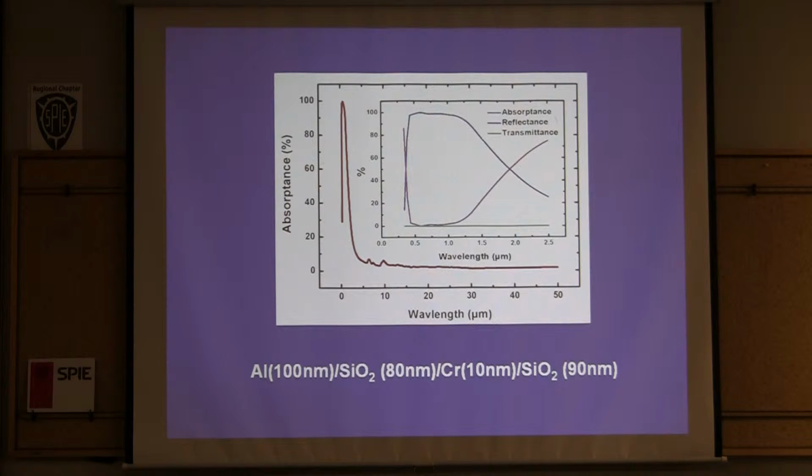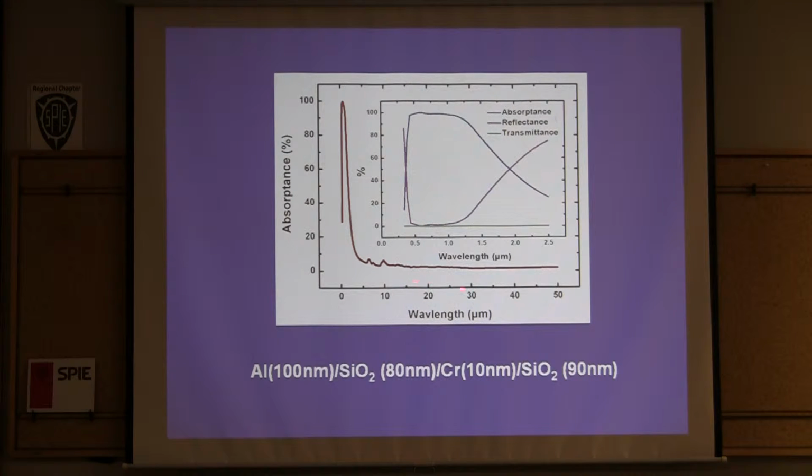This is a typical structure we are using. On the substrate, a thick metal layer, 100 nanometer of aluminum. Then the next layer is silicon oxide, 80 nanometer. Then chromium, 10 nanometer. Then the top layer, that's the anti-reflection layer.